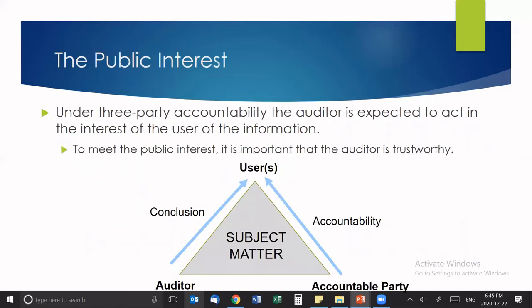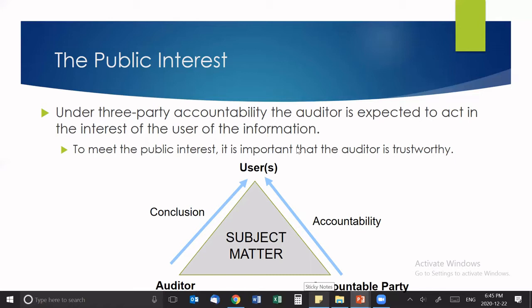Okay. So there are basically three parties that are interested in the information. There are the users. The users can be the public, the investors and creditors, employees, customers, lots of different users of these financial statements. The accountable party is the management. So management is accountable to the users. They're accountable for giving financial information to the users.